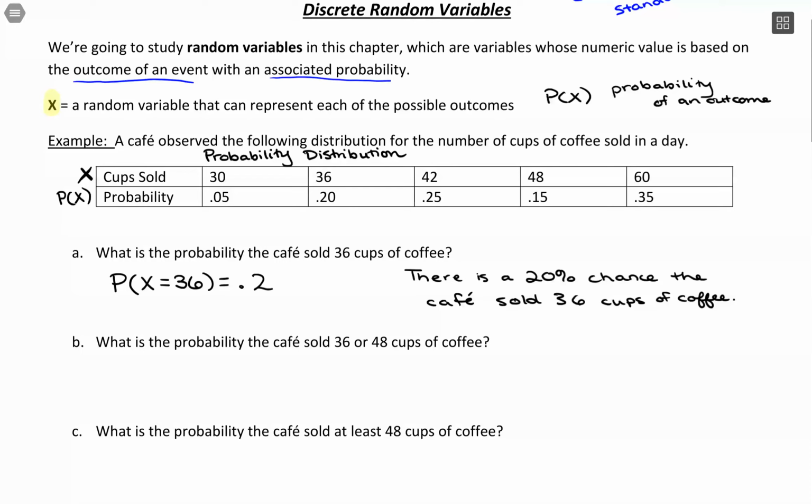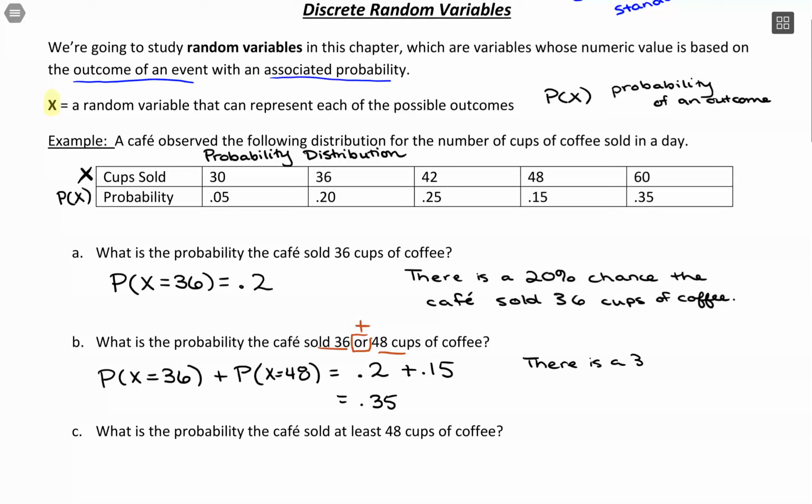With this next one, what's the probability that they sold 36 or 48? And just like our rules before, that's going to bring through addition. Now, these will always be disjoint cases with these discrete random variables. There won't be overlap coming through. So with that, we're taking the probability of seeing 36 plus the probability of seeing 48. So 36 was 0.2, 48 is 0.15. So this will be 0.35. So there is a 35% chance the cafe sold 36 or 48 cups of coffee.